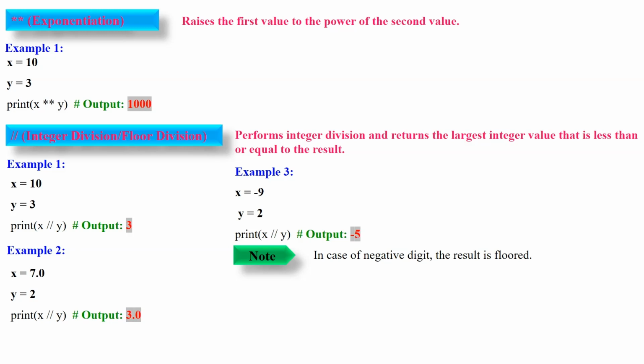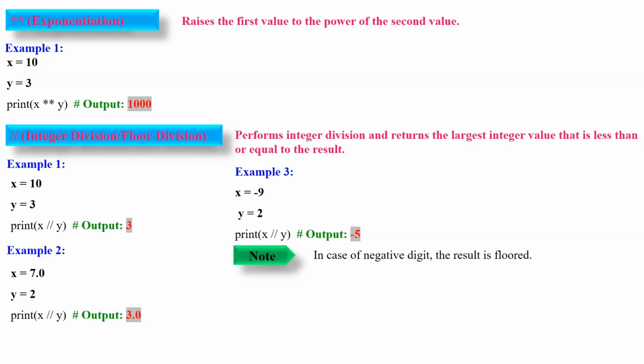In example 2 of integer division or floor division, we assign the value 7.0 to the variable x, a floating point number, and the value 2 to the variable y, an integer. Then, the expression x floor division y performs floor division, which divides x by y and rounds the result down to the nearest whole number. In this case, 7.0 divided by 2 equals 3.5, but since floor division rounds down, the result is 3.0, represented as a floating point number. Finally, the print function outputs the result, 3.0, to the console.